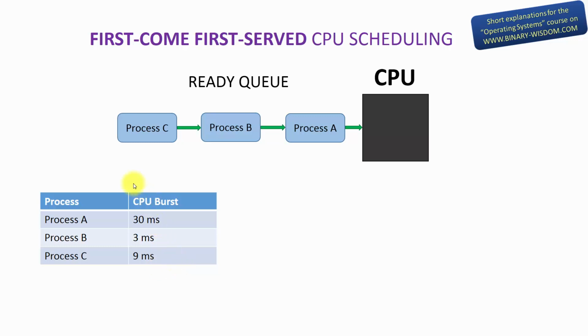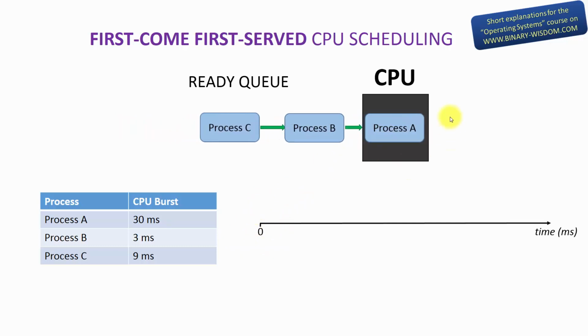If this is the order in which the processes grab their places in the ready queue, then this is the order in which they will use the CPU. This is the idea of the first come, first served scheduling algorithm. Here we have the time scale, and the initial moment when all processes arrived is the moment zero. Process A is the first in the line, so it will run first from moment 0 to moment 30, because its CPU burst is 30 milliseconds long.